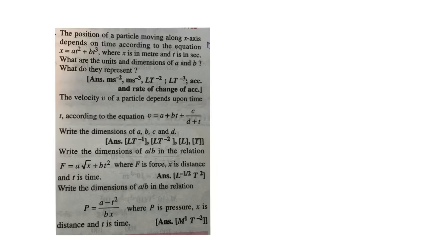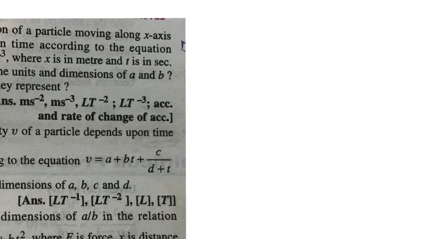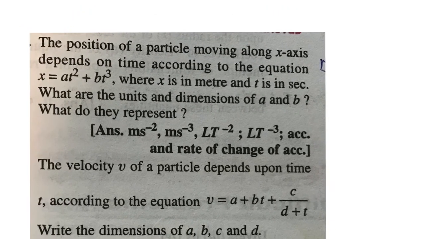In question number one, what is given? The position of a particle moving along the x-axis depends on time according to the equation x equals at square plus bt cube, where x is in meters and t is in seconds. Find the dimensions of A and B. Okay class, you have to find the dimensional formula for A and B.